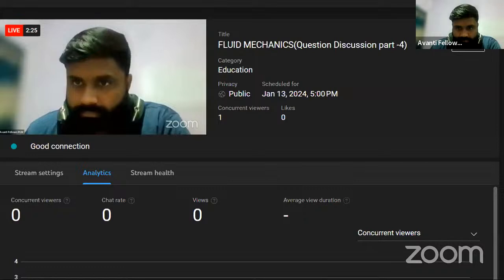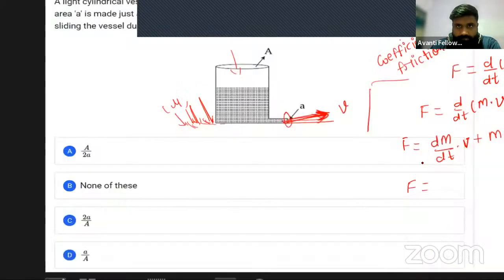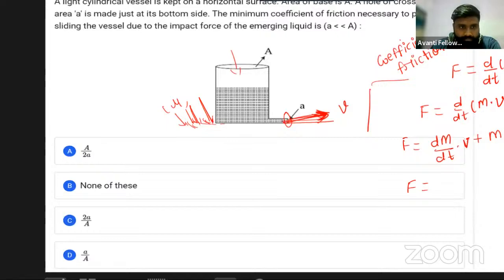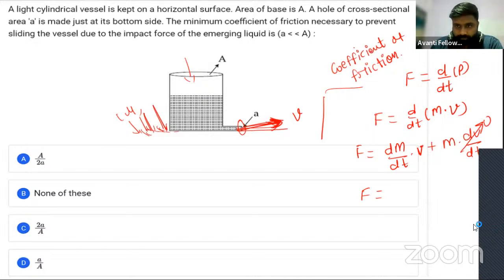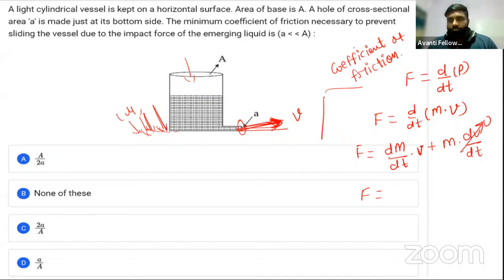Okay, okay. Just a second. Is the screen visible to you now? Okay.